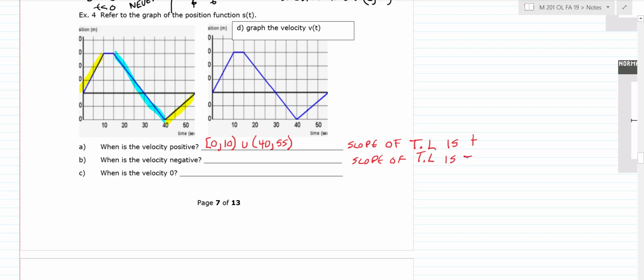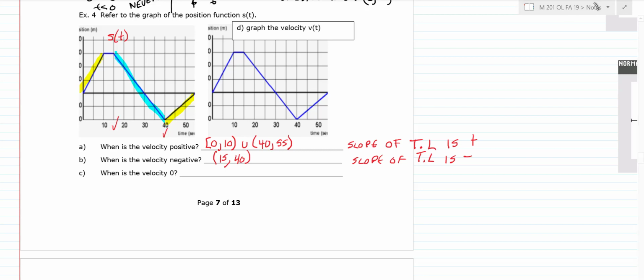is negative. Remember, this is a position function right here that you're given. So right now you have a negative sloping tangent line. So from 15 to 40, it looks like the velocity is going to be negative. That just means you're changing direction.